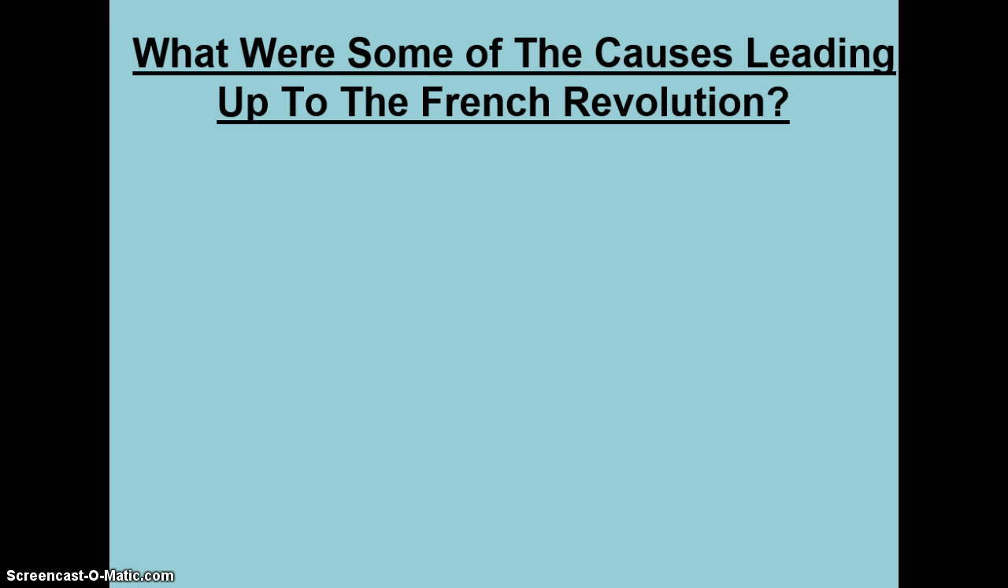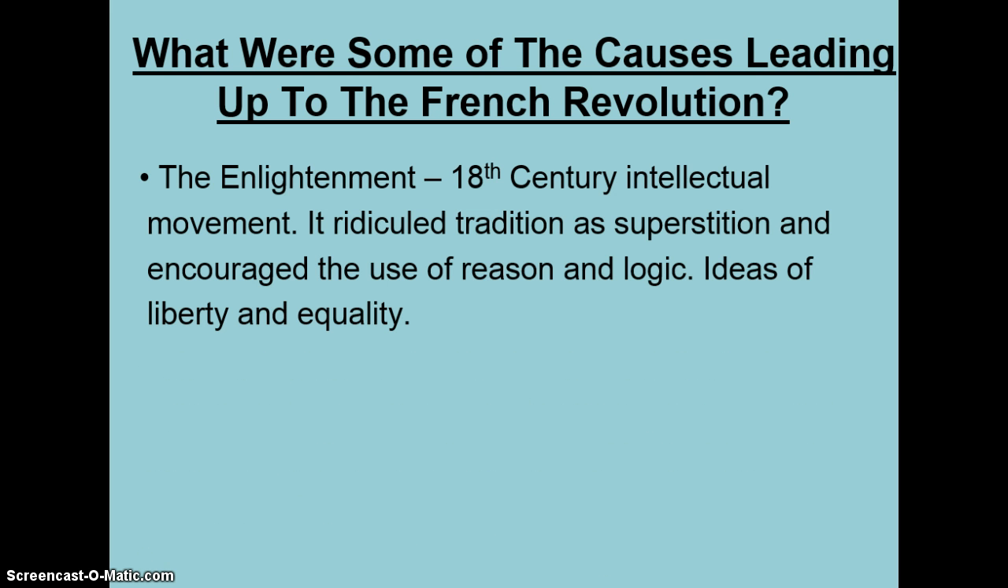So what were some of the causes leading up to the beginning of the revolution? Well, in the 18th century, in the 1700s, there was an intellectual movement known as the Enlightenment. Basically, the Enlightenment was a philosophical tradition and movement that ridiculed superstition and encouraged the use of reason and logic in day-to-day lives. And within the Enlightenment, such ideas of liberty and equality for all men came about.